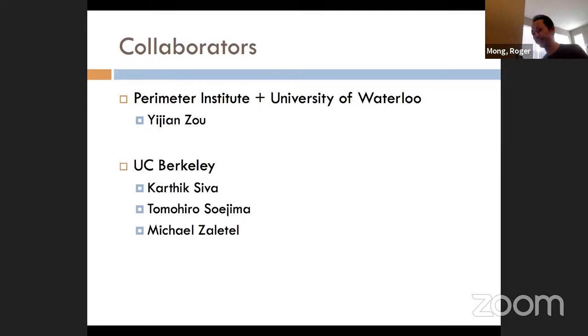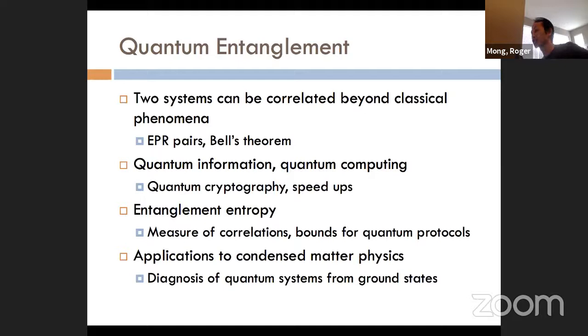To motivate the topic, quantum entanglement is this phenomenon where systems can be correlated in certain ways that are beyond classical phenomena. Historically, one of the most exciting things that led up to quantum information were EPR pairs, named after Einstein, Podolsky, and Rosen, and Bell's theorem.